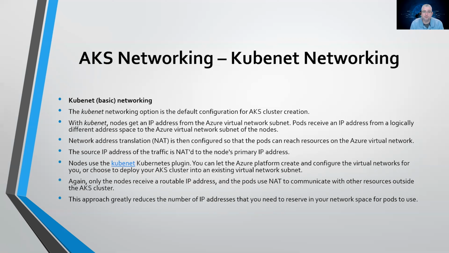Okay, so the pods receive the IP from a logically different address space. Nodes get the IP addresses from the virtual network, and then pods get whatever they need to get. It uses natting, so you're only talking to the nodes, and then the nodes are natting that, talking to the pods. The source IP address for the traffic is always the node's primary IP address. And then the nodes use the Kubenet plugin.